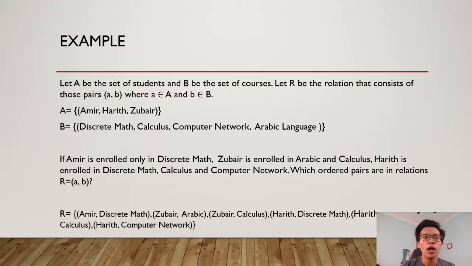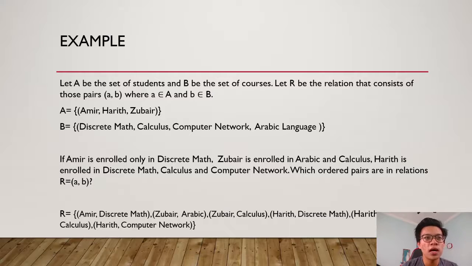Next, for the example, we use A as the set of students and B as the set of courses. R is the relation that is the set of pairs (a, b), where a belongs to A and b belongs to B. So for A, we have Amir, Harith, and Zubair, and the courses B are discrete math, calculus, computer network, and Arabic language.